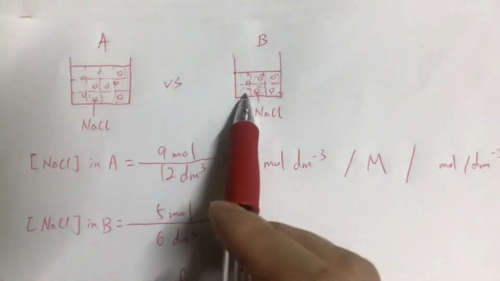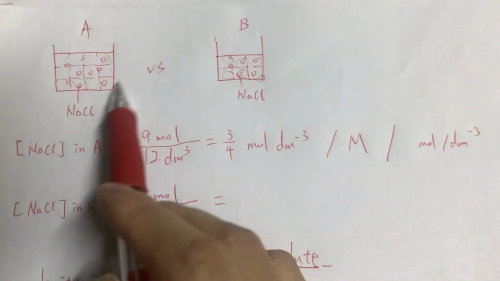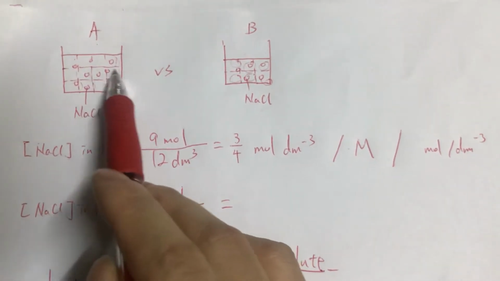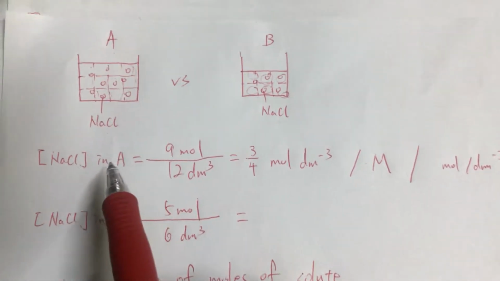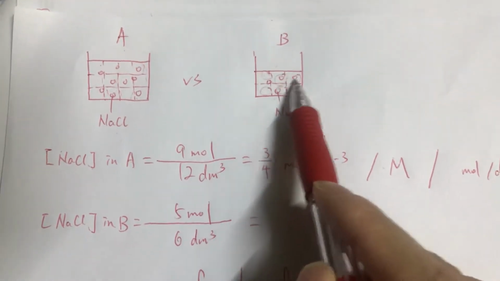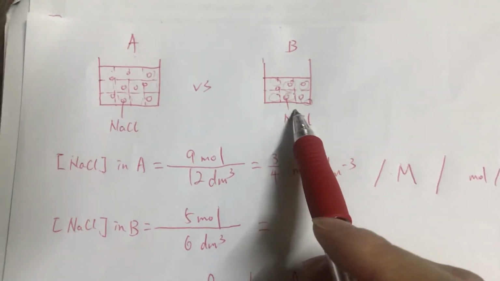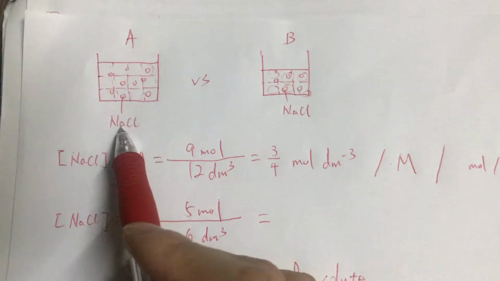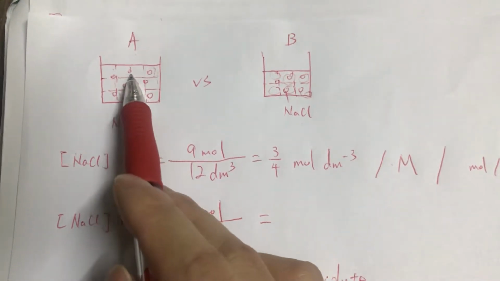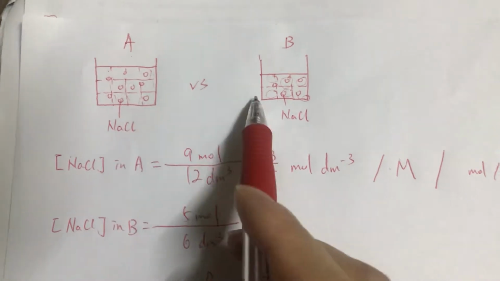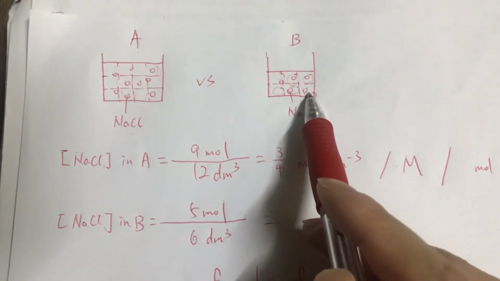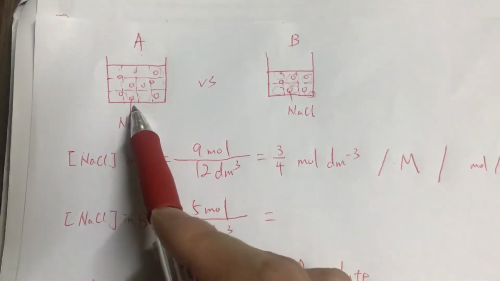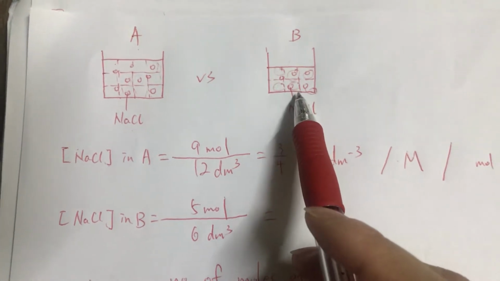When it comes to A and B, this one has a larger volume with 12 boxes, 1 2 3 4 5 6 7 8 9 10 11 12 boxes, but this one only has 6 boxes, a smaller volume. And this one has more moles of particles, NaCl, 1 2 3 4 5 6 7 8 9, and then this one has 1 2 3 4 5. Larger volume with more moles of solid, smaller volume with fewer particles.